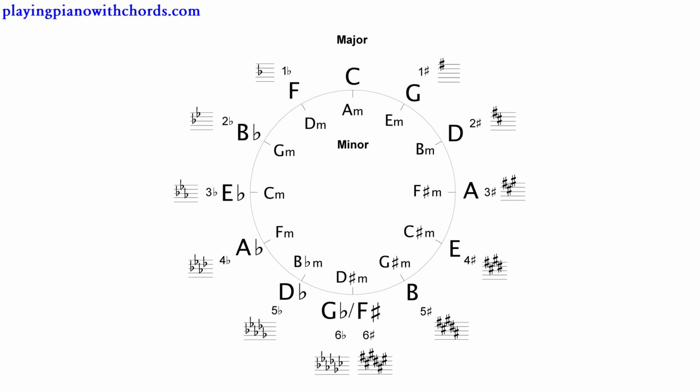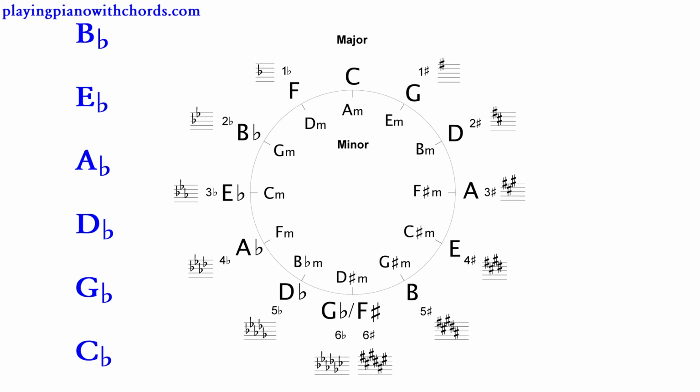Here's a chart with all the key signatures for major keys and minor keys. You can see that C major and A minor at 12 o'clock on top have no sharps and no flats. If you move down counterclockwise on the left side, you will see that with each key signature the number of flats increases. Here's the order of the flats as they appear.